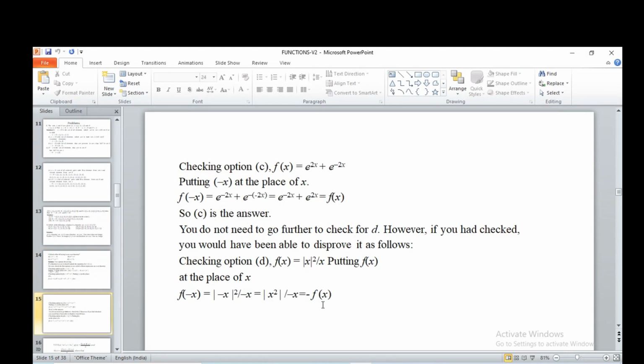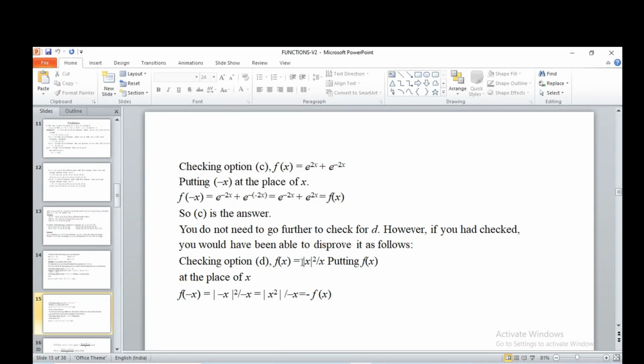Next option. Checking option C, f of x equal to e power minus 2x plus e power 2x. Here positive 2x and here negative 2x in the exponent. Now we are putting f of minus x here. So e power 2x, here minus of minus is going to be plus, plus e power minus 2x. It is an even function. So the answer C is the correct one.